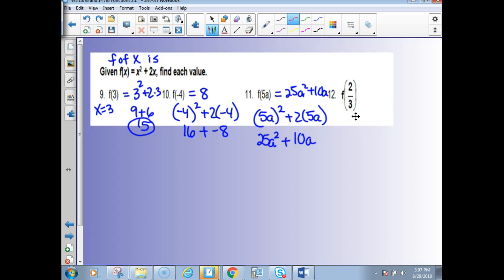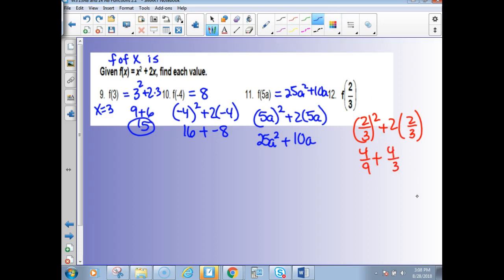The f of 2/3, we're going to take and square 2/3 and add on 2 times 2/3. When you square a fraction, you square the numerator and the denominator. 2/3 times 2/3 would be 4/9. 2 times 2/3 would be 4/3.